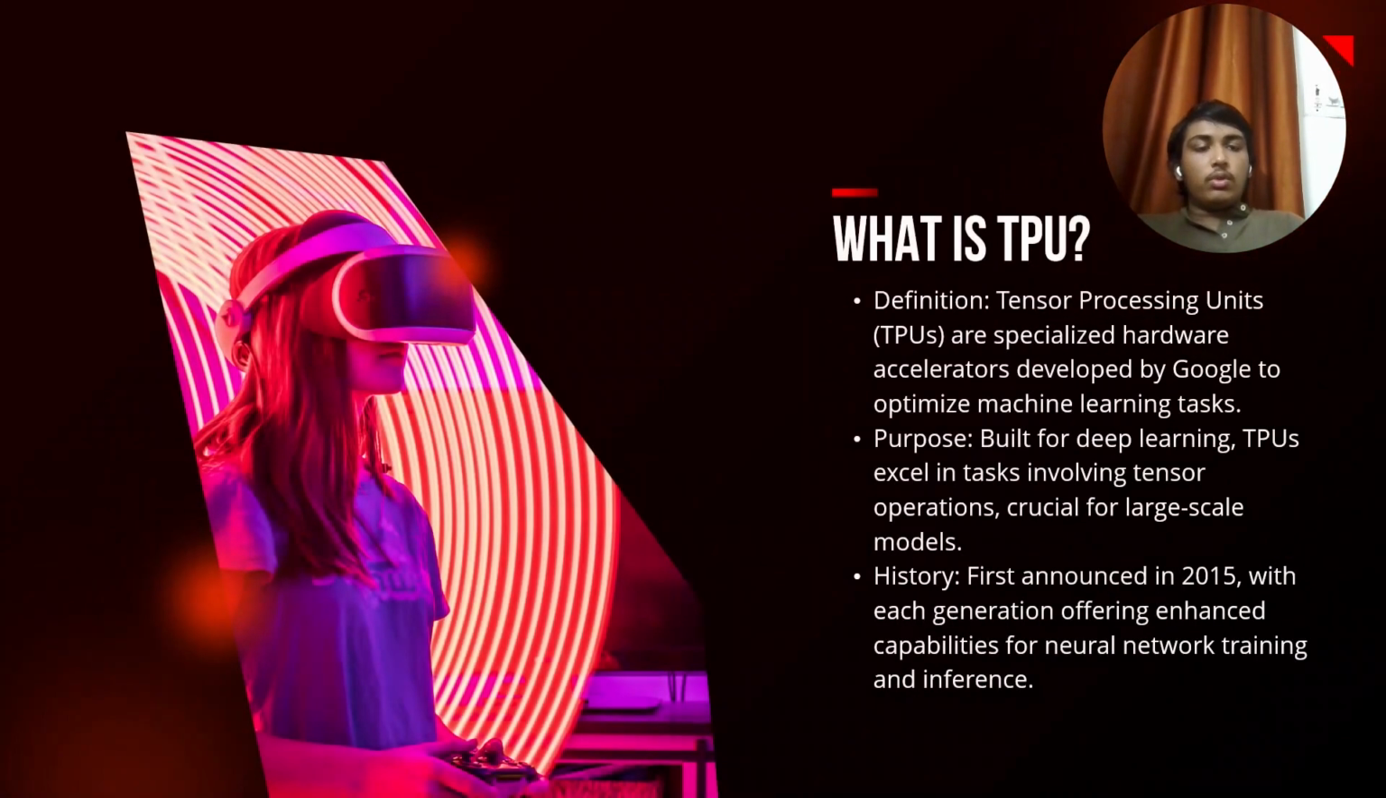So what are TPUs? TPUs are basically chips developed by Google, which are used to train AI models and machine learning. The purpose of TPU is that they are crucial for large-scale models. They were first announced in 2015 and every generation offers enhanced capabilities with the latest technology.